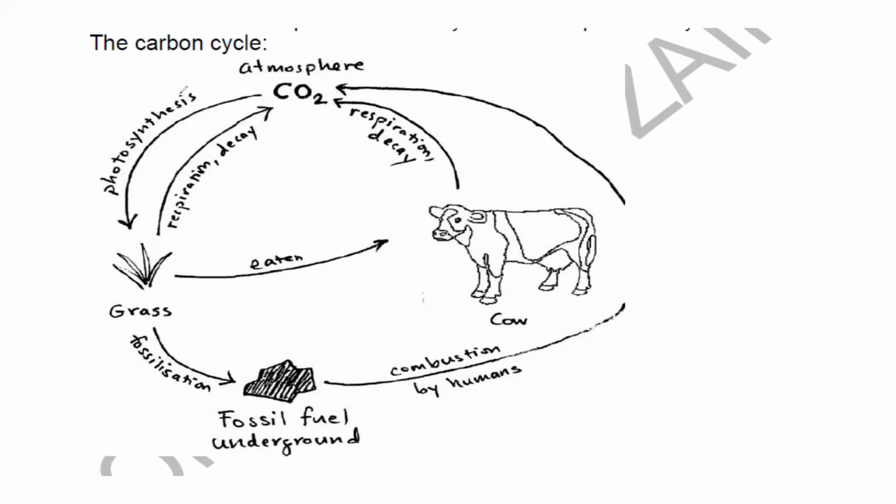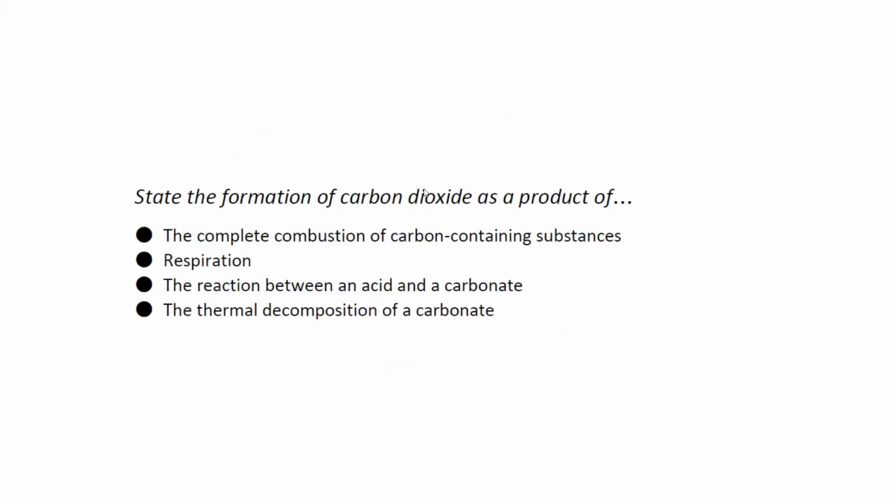So if we have faster photosynthesis, the amount of carbon dioxide will decrease. Like if we have a greater rate of photosynthesis, the percentage of CO2 in the atmosphere will decrease. If we have a greater rate of respiration, the percentage of carbon dioxide in the atmosphere will increase. So these processes can change the composition of carbon dioxide.